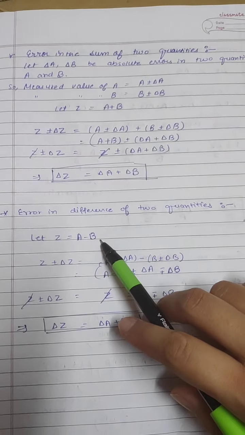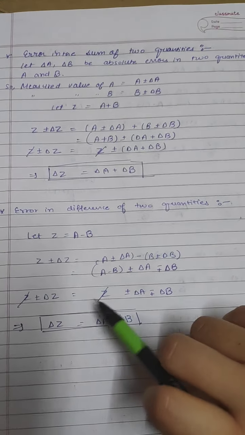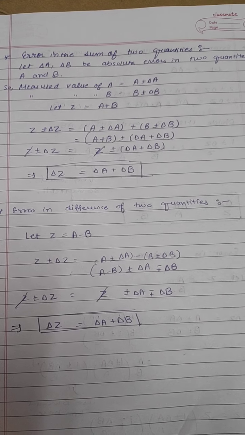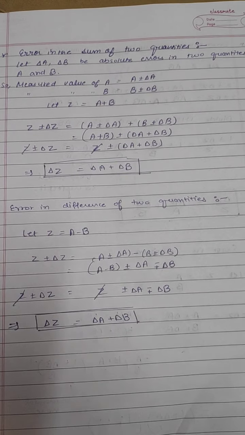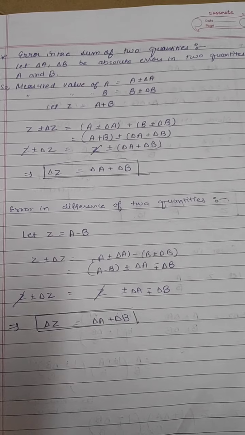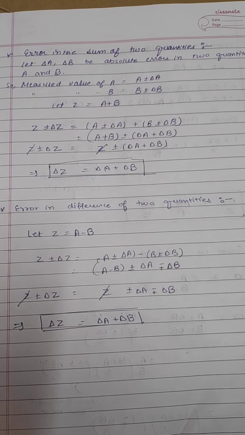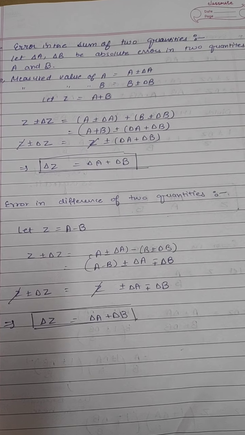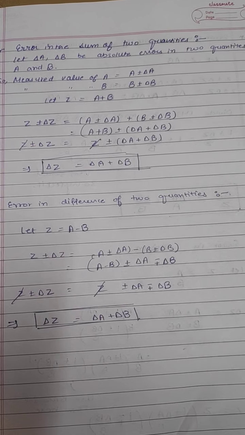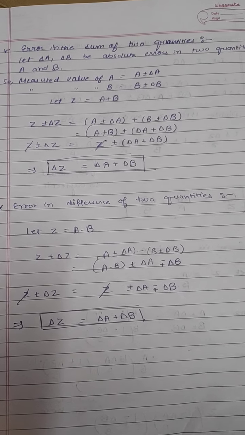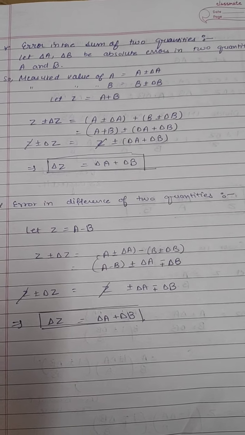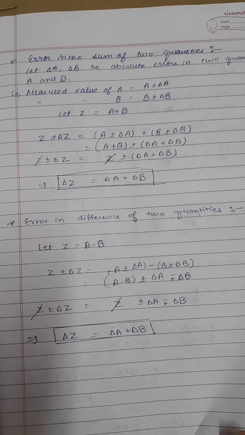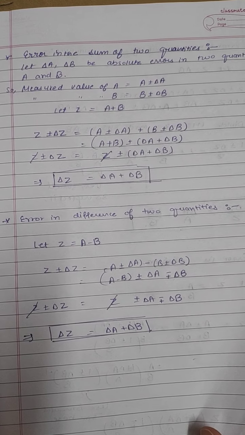Again, what is A minus B? That is Z. So I have written Z here. Again it is cancelled, and delta Z is equal to delta A plus delta B, when we take plus minus common. So we get plus in between. From these two derivations we conclude that whenever two physical quantities are added or subtracted, their respective errors will be added. We add the errors in both cases, whether it is subtraction or addition.